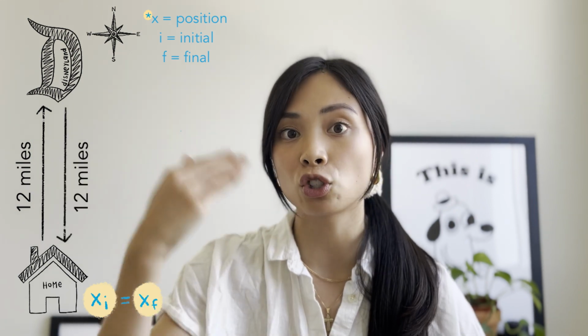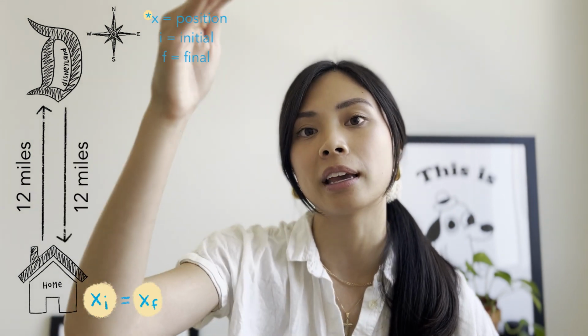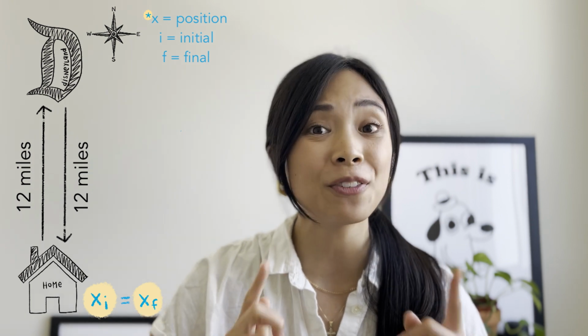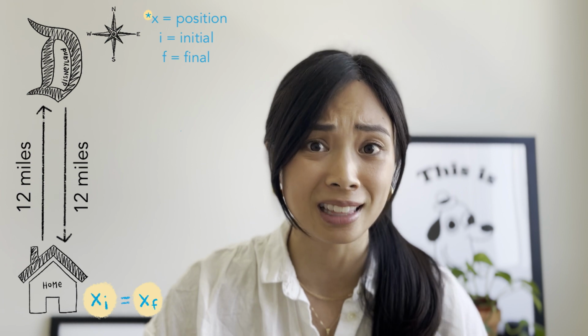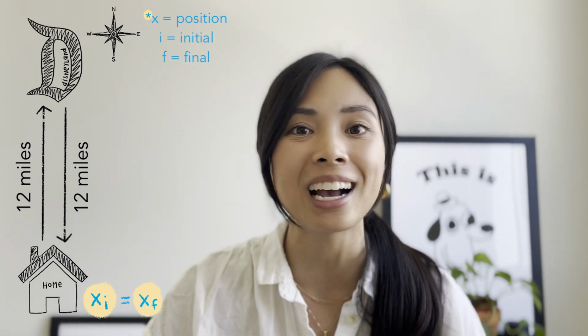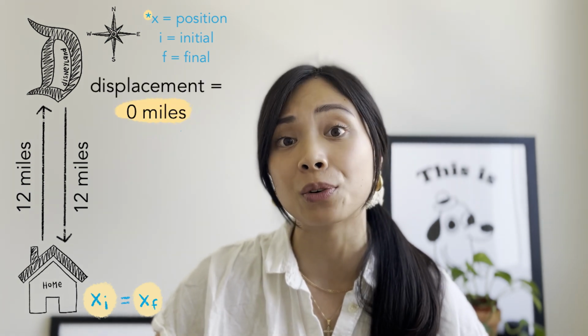Now let's say the round trip, from your home to Disneyland and back to your house. By definition, a displacement is a change, the final minus the initial position. And did that change if we look at the round trip? It actually didn't. So displacement would be 0 miles.